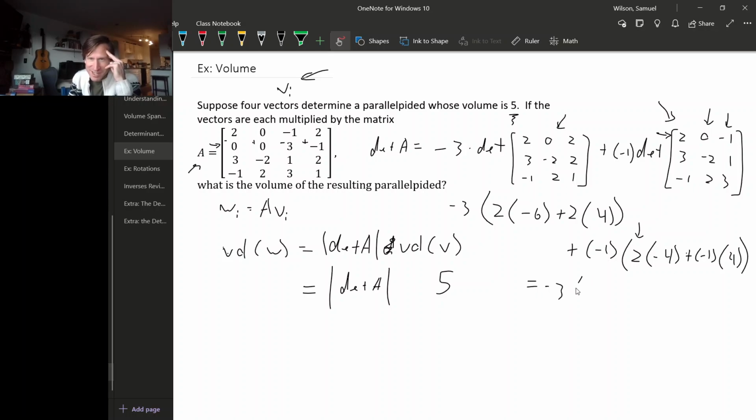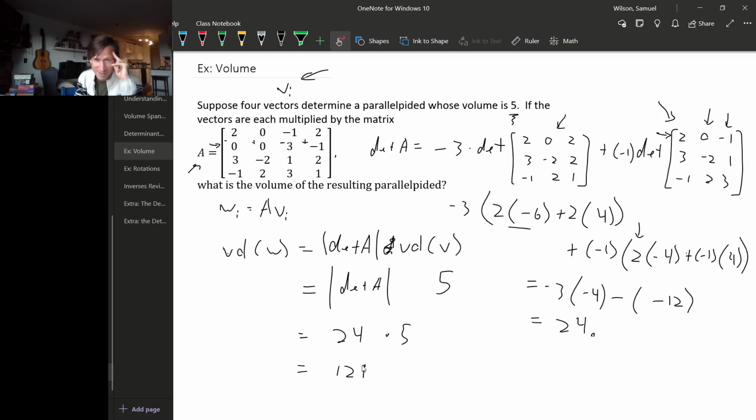So minus 3, so here's negative 12 plus 8, so that's minus 4, minus 8, minus 4, so minus 12. Okay, so it looks like 24. So this is 24 times 5, so 120. Right, there's 100 and another 20, 120. Okay.